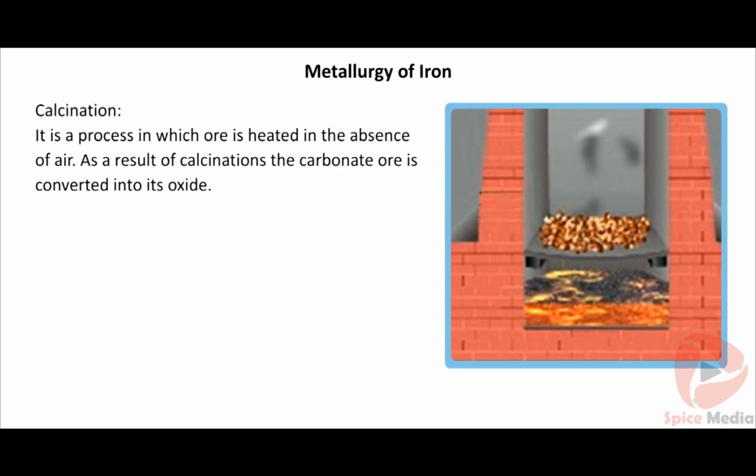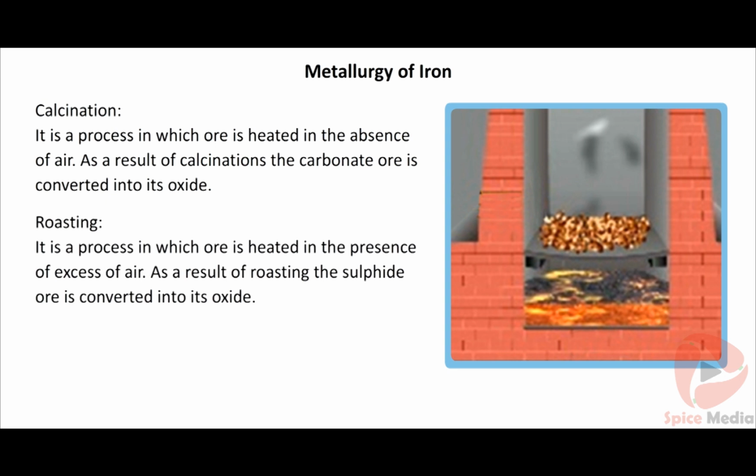Calcination. It is a process in which ore is heated in the absence of air. As a result of calcination, the carbonate ore is converted into its oxide. Roasting. It is a process in which ore is heated in the presence of excess of air. As a result of roasting, the sulfide ore is converted into its oxide.